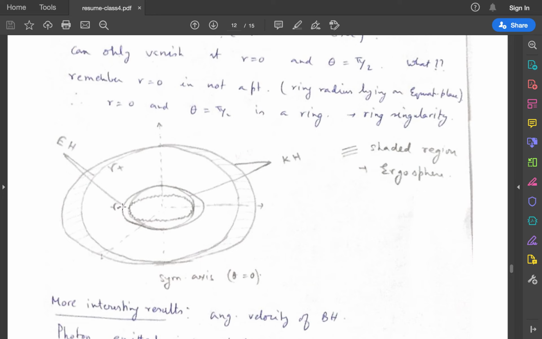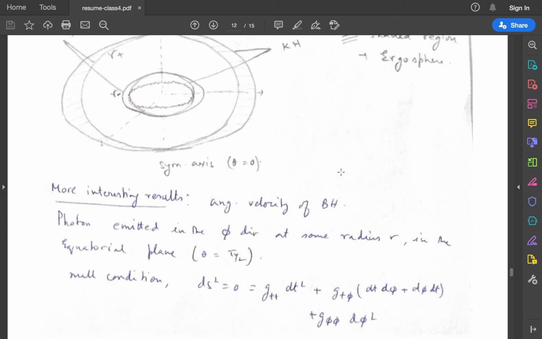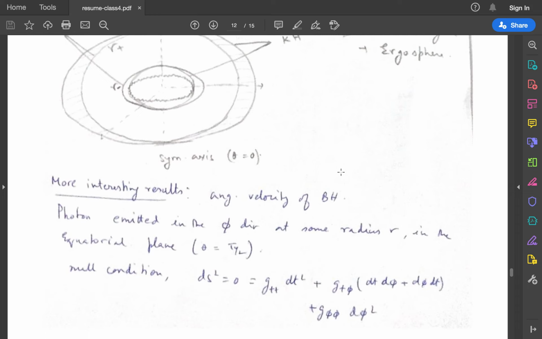Okay, so we have many interesting things here. One is that the singularity is not a point, it is a ring singularity. There are not only event horizons but also killing horizons, where the timelike killing vector goes to 0. And this shaded region is the ergosphere, where we have to always move in the direction of the rotation of the black hole. And this is the symmetry axis, theta equal to 0. So we can get many interesting things from the rotation of black holes. I am going to discuss a few of them.